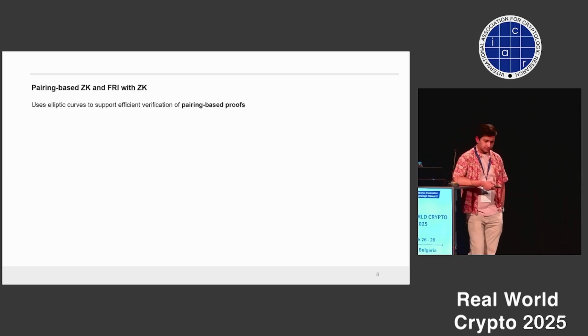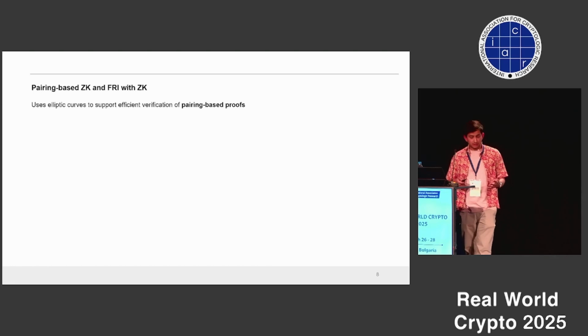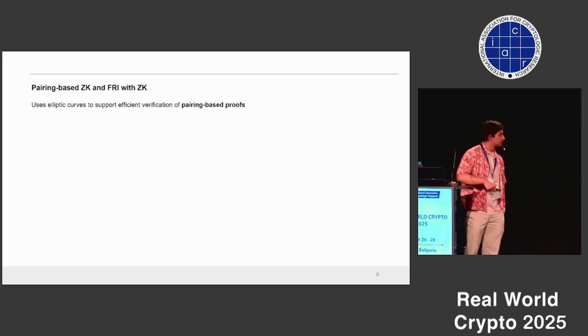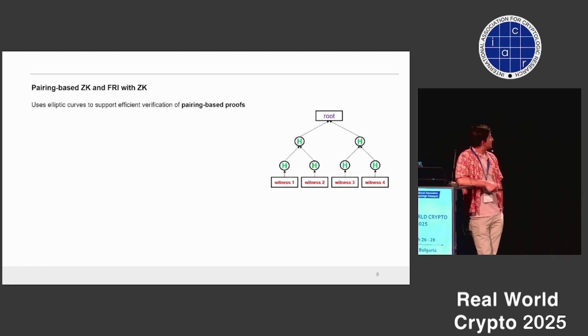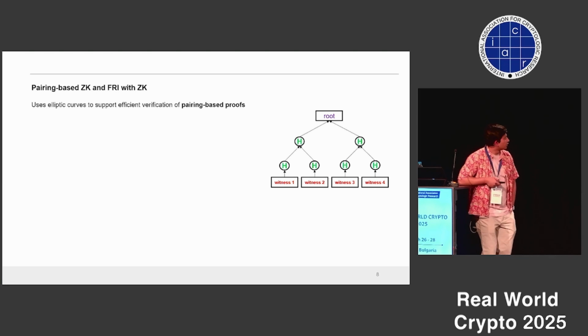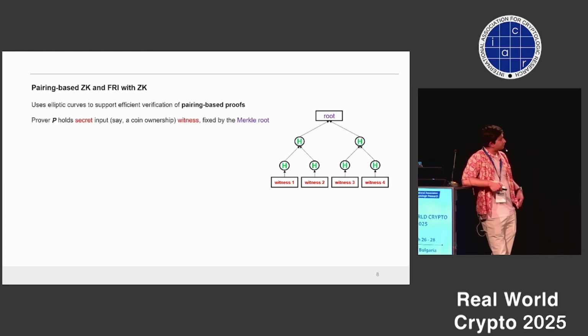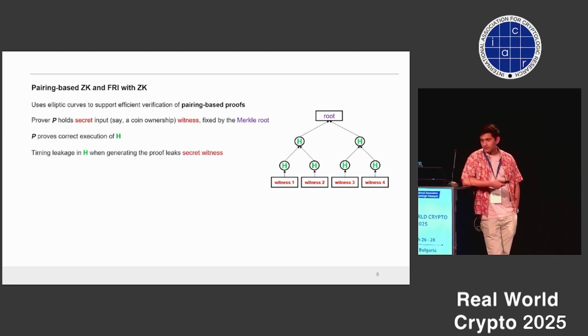So pairing-based proofs use elliptic curves for supporting efficient verification. And yeah, so we have the good old Merkle tree. And here the prover says, well, I own a coin, which is the secret witness, which is fixed by the Merkle root on the block. And the prover proves the correct execution of the hashes. And if there's a leakage in the hash, it leaks the witness.